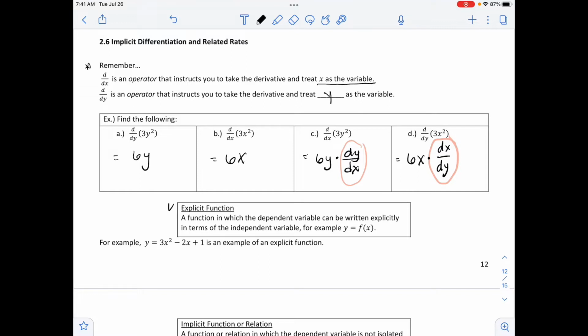Right below this we have what's called explicit functions, and an explicit function is a function in which the dependent variable can be written explicitly in terms of the independent variable. For example, y equals f of x. So for example, we have y equals 3x squared minus 2x plus 1 as an example of an explicit function. What this means is we can solve for y. Or not necessarily y, it could be a different variable, but you can isolate one of the variables.